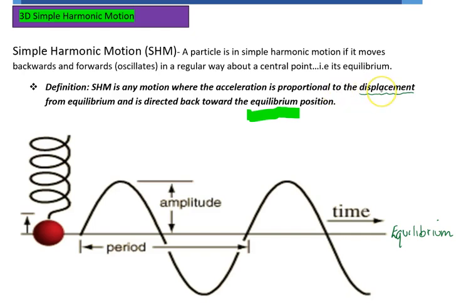Acceleration is proportional to displacement from equilibrium and is directed back to the equilibrium position. What it's really saying is that if there's a force that is always pulling a particle back to this state of equilibrium, then it's called simple harmonic motion.